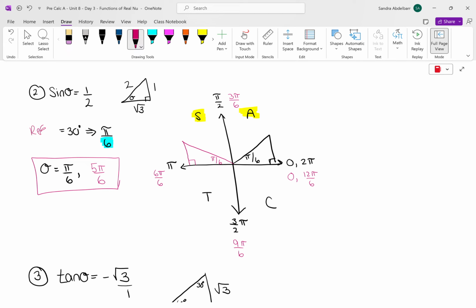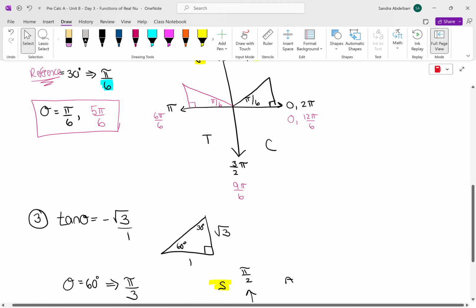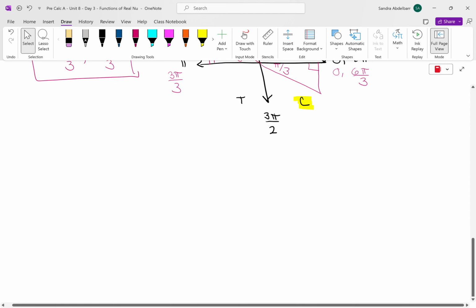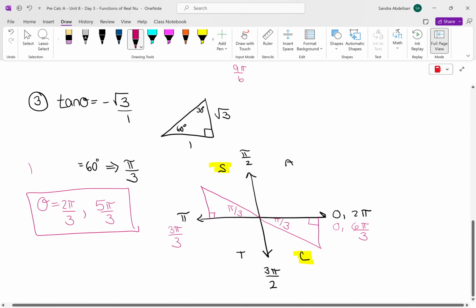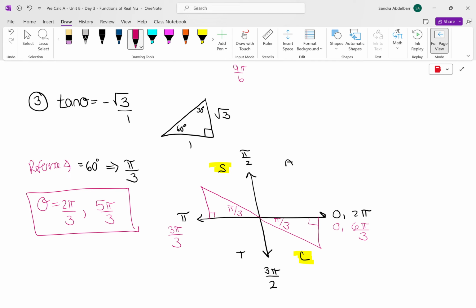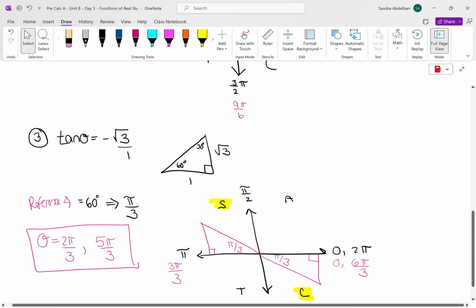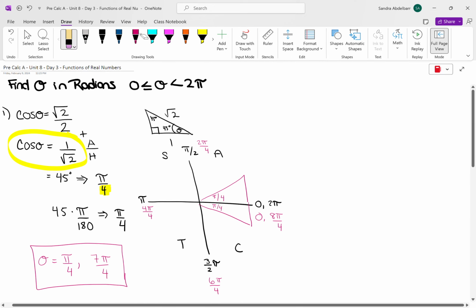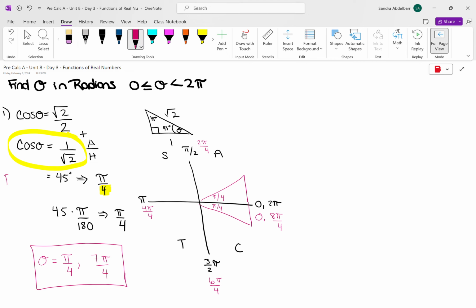So I probably shouldn't call this theta. I should call this reference angle so we don't get confused. These are all the reference angles. So these are all not thetas. These are the reference angles.